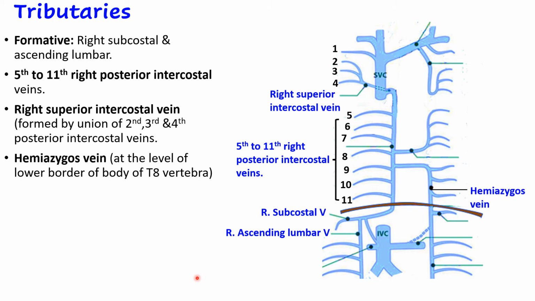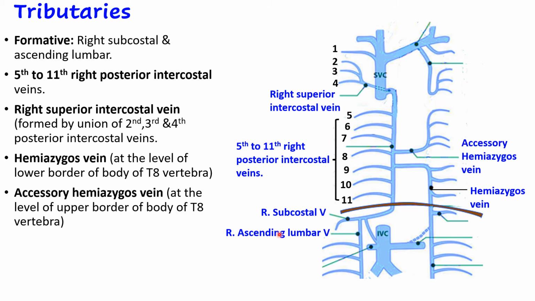In addition to that, it will also receive blood from the left side of the thoracic cavity and the upper part of the posterior abdominal wall through two veins. This is the hemiazygos vein, which you can see here, which is again formed in the abdomen. We'll see its detail a little later. This hemiazygos vein is present on the left side and turns towards the right side to drain into the azygos vein at the lower border of the body of the T8 vertebra. So this is another major tributary of the azygos vein.